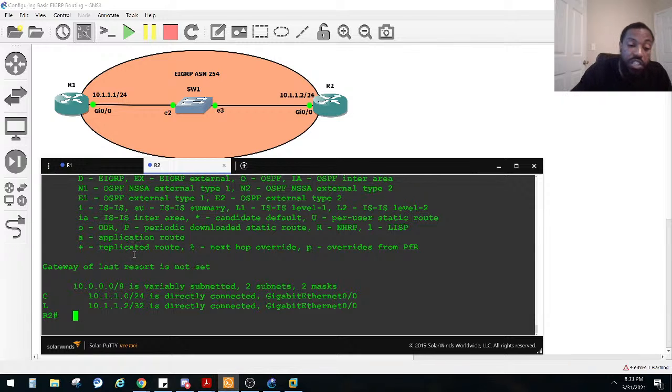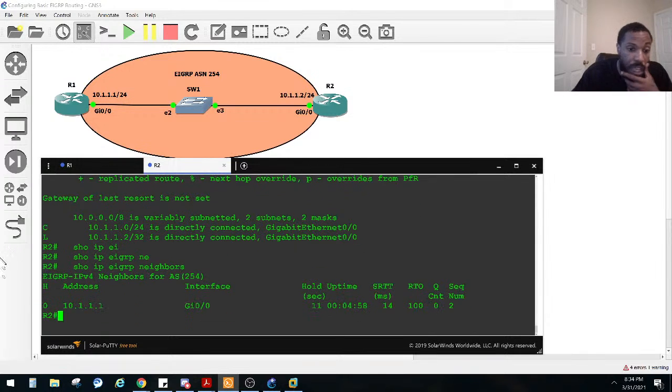Another thing we can use is show IP. Remember we did show IP OSPF neighbor in the last lab? Now we can do show IP EIGRP neighbor. And we can see our neighbor. This is from router 2's perspective, right? From router 2, we see that we have a neighbor with the IP address of 10.1.1.1, right there. Let me widen this for y'all to see it better.